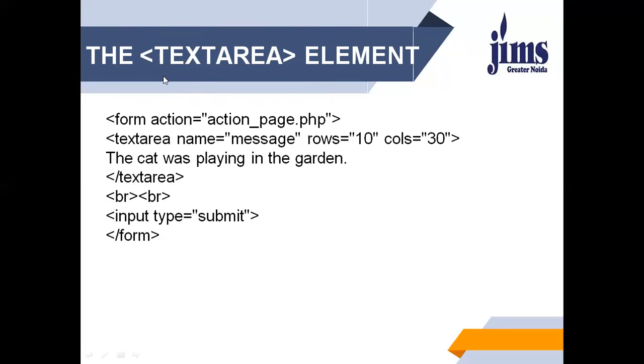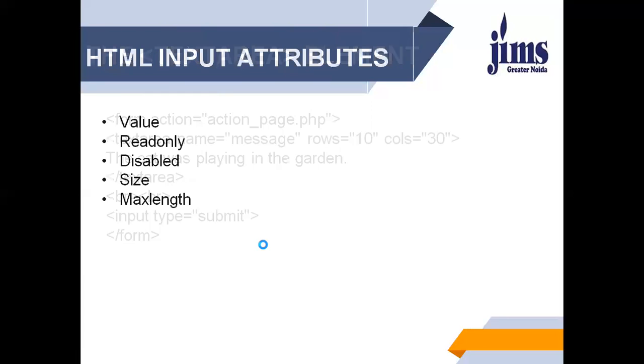Likewise, we can have the text area element also. If you want multiple entries, because in a text box you can enter a single row entry, and you want multiple rows, then you can use text area. So text area with whatever name you want to give. You can specify rows and columns, how many rows and columns there should be, and whatever content you want to give, you can mention that also, and then you close this.